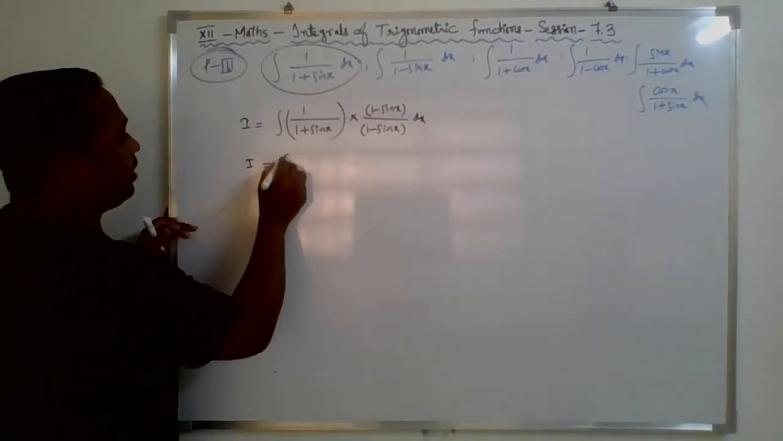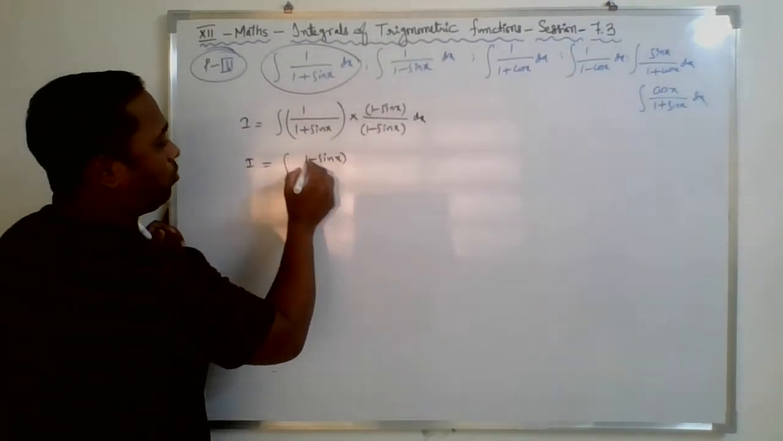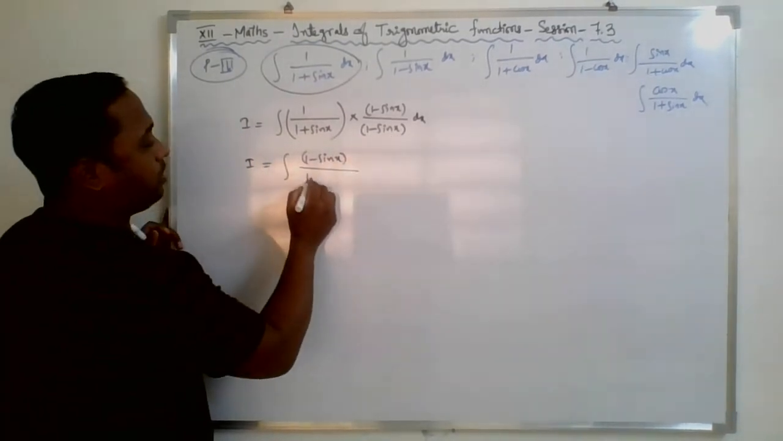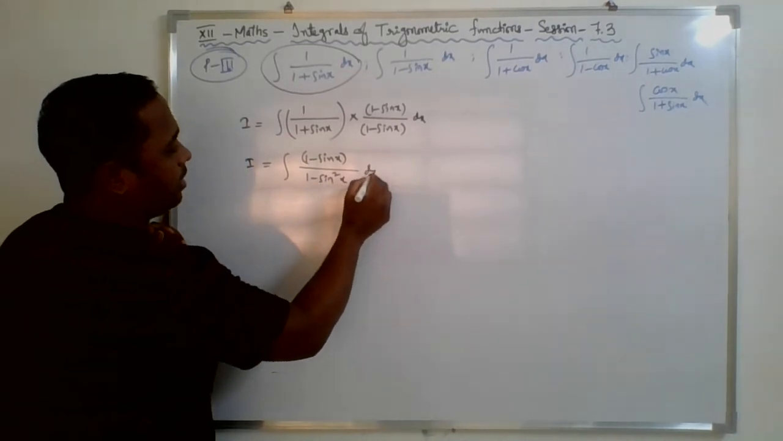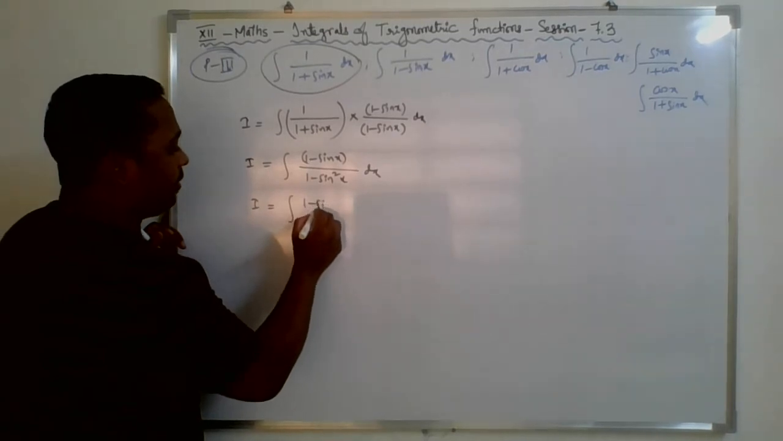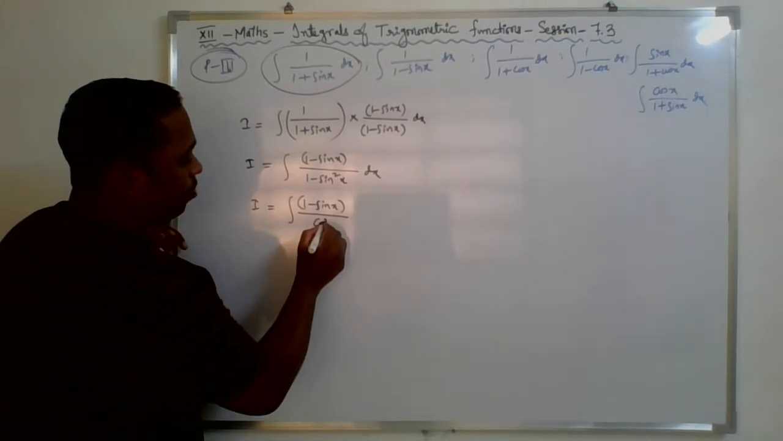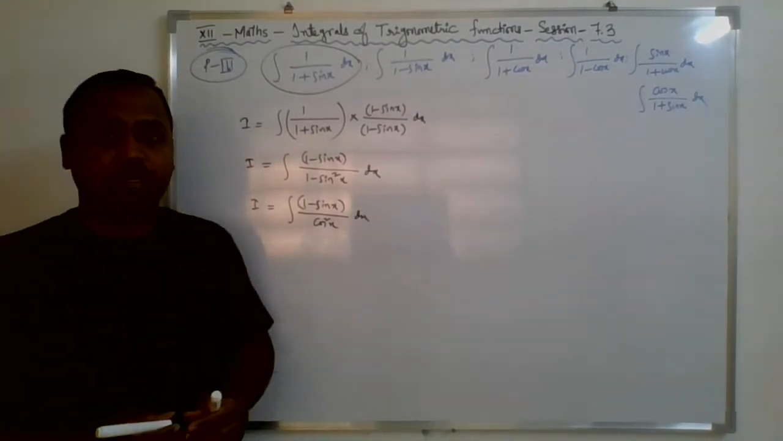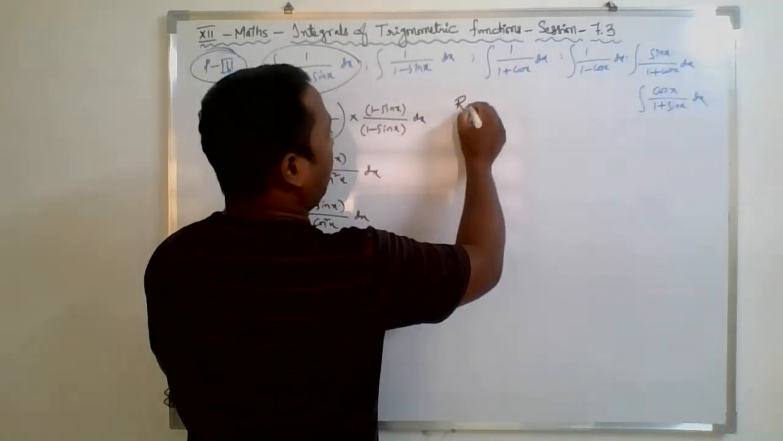So if I do like this, 1 into 1 minus sin x is 1 minus sin x only. In the denominator, a plus b into a minus b, that is 1 minus sin square x dx. So ultimately 1 minus sin x dx upon it becomes cos square x dx. So my purpose is to apply the rationalization technique, rationalizing the denominator.